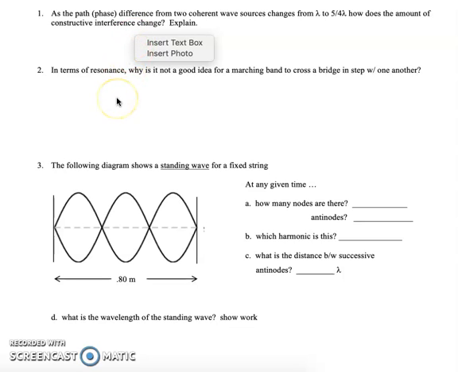Okay, so let's go over the homework for the resonance and standing waves. As always, ask questions if there's something I do that you don't quite understand. So I'll try to make this quick within the 15 minutes. First question talks a review about phase difference.